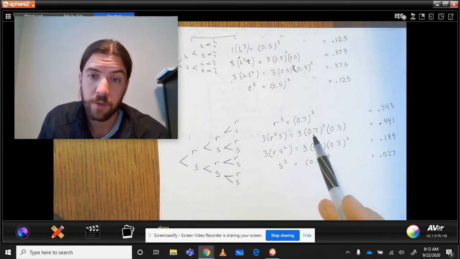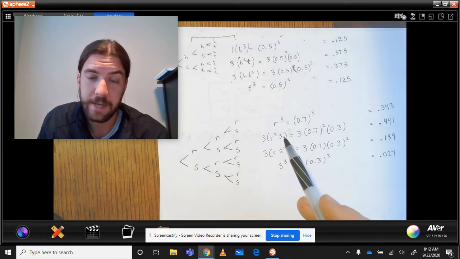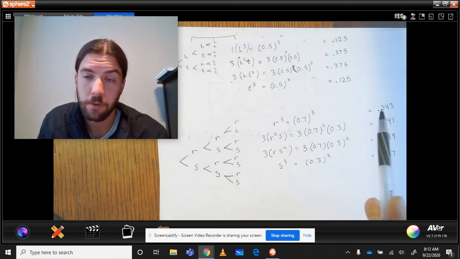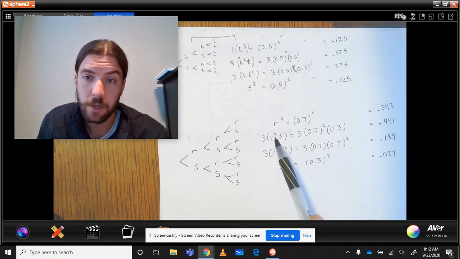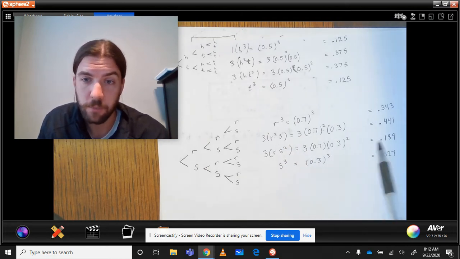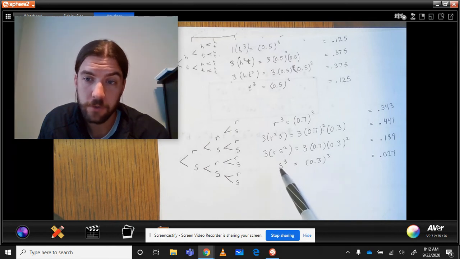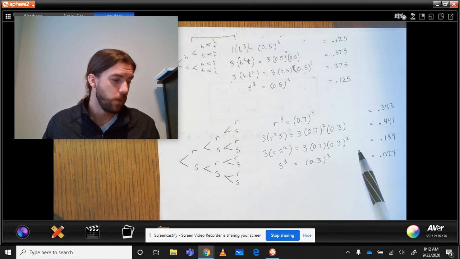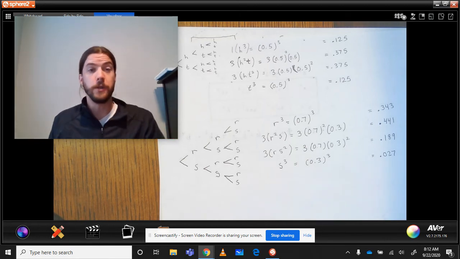If you plug in those probabilities that we set for R and S, then you're able to solve for the overall probability. So 3 days of rain, 34% chance. 2 days of rain, 44% chance. 1 day of rain, 18% chance. No days of rain, all snow, 2.7% chance. Okay, so this is kind of what these binomials are about.